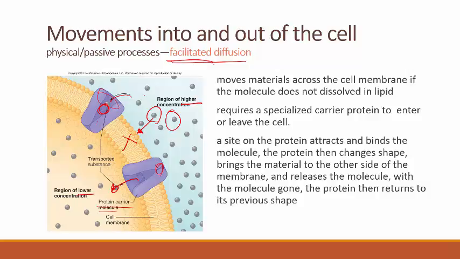All right, so we've talked about simple diffusion and facilitated diffusion. In the next lecture, though, we will talk about a special kind of diffusion that moves water from one side of the cell membrane to the other. So that's the end for this lecture. But in the next one, we're going to look at the last kind of simple diffusion called osmosis.